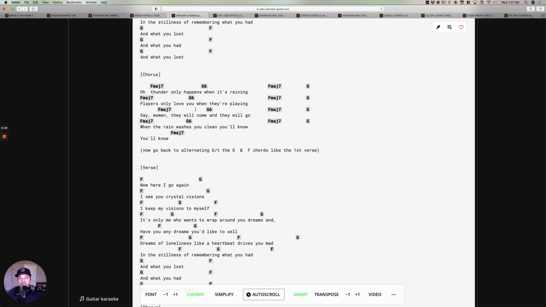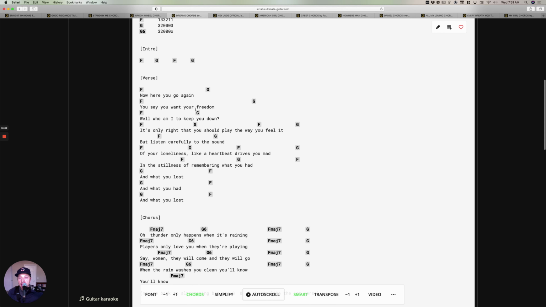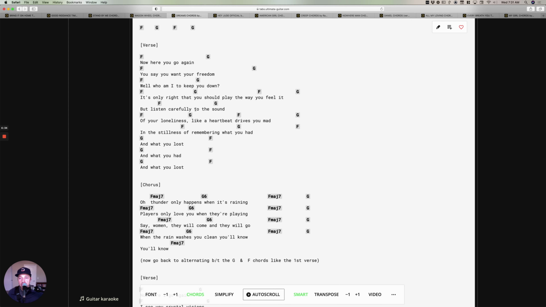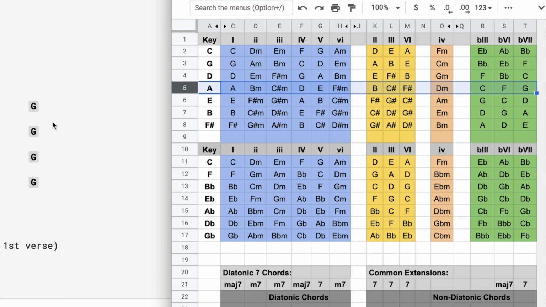Here's the song Dreams by Fleetwood Mac, and it starts on F. So right away I'm going to go, okay, well, is it in the key of F? Well, let's go take a look. Here's the key of F down here. We've got F. Well, we have G minor instead of G. Could it be this borrowed 2 chord? Sure, it could be that. That could even make sense in terms of the F major 7 that we hear.